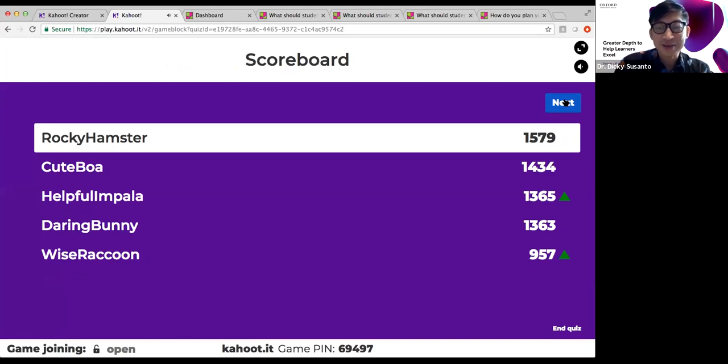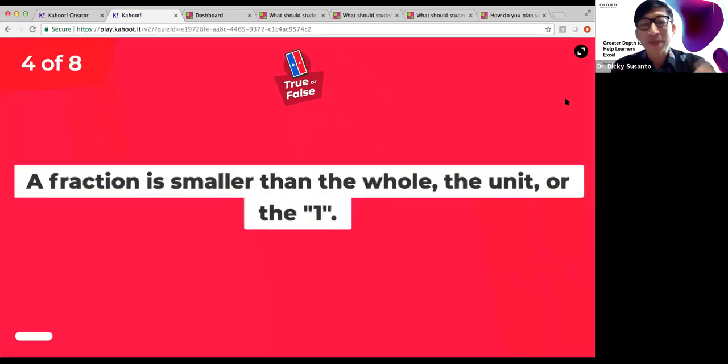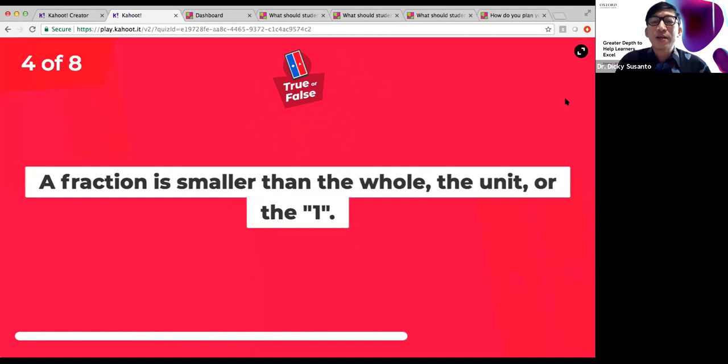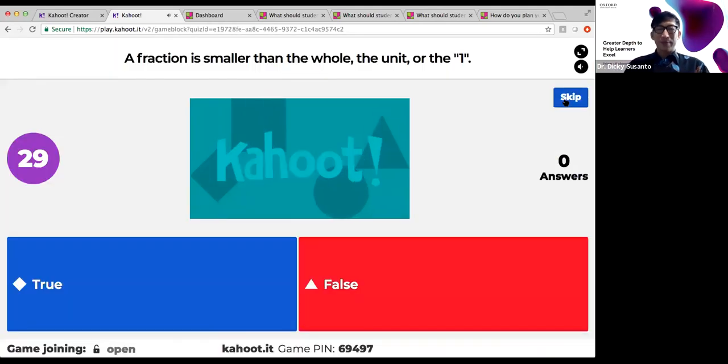Okay, some are still trying to catch up. So: a fraction is smaller than the whole, the unit, or 1. Is it true or false? Okay, so a fraction has to be smaller than the whole. So you have a 1 whole or a unit or 1, so the fraction is smaller.